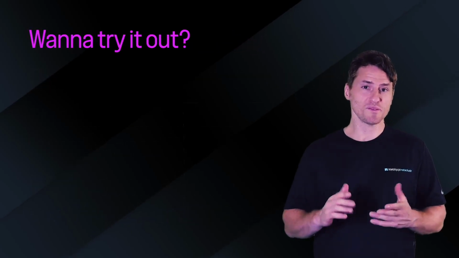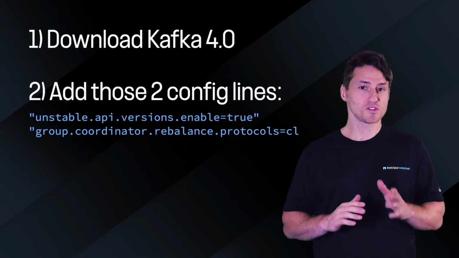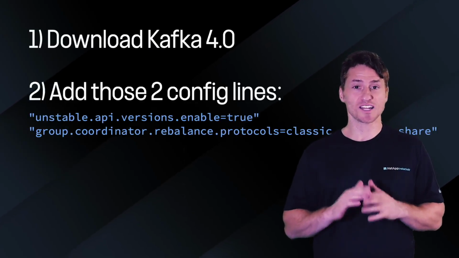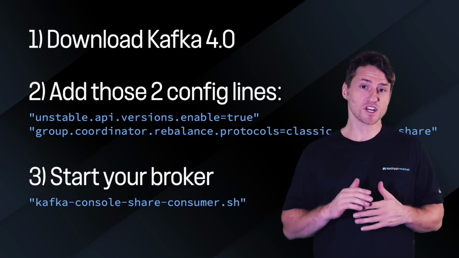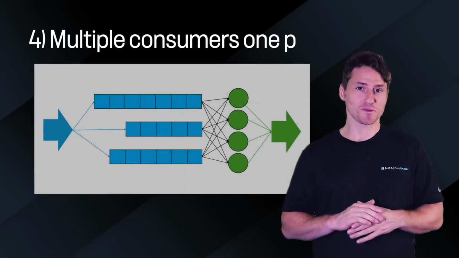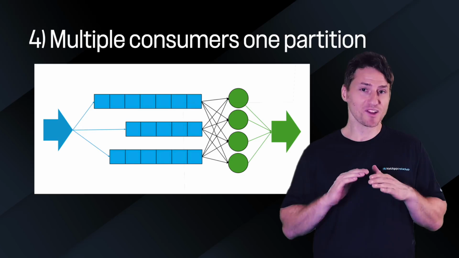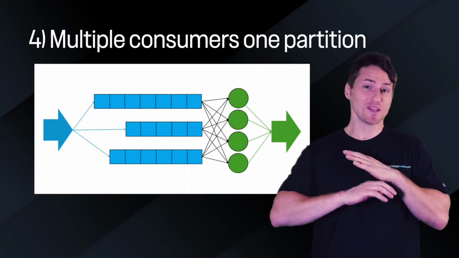You want to try it out? Here's a 30-second version. 1, just download Kafka 4.0. 2, add those 2 config lines that I mentioned above. 3, start your broker. Use kafka-console-share-consumer.sh instead of the regular consumer. And 4, then watch multiple consumers handle one partition. That's the magic. In traditional Kafka, this would be impossible.